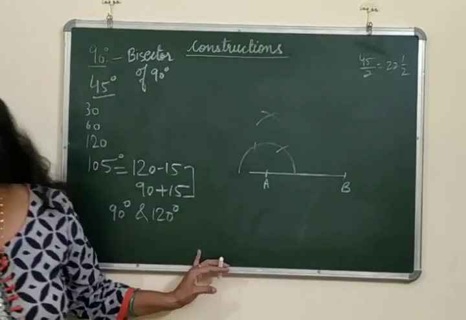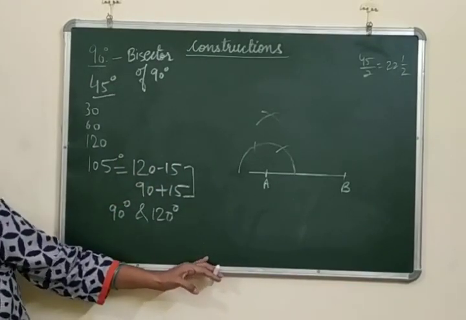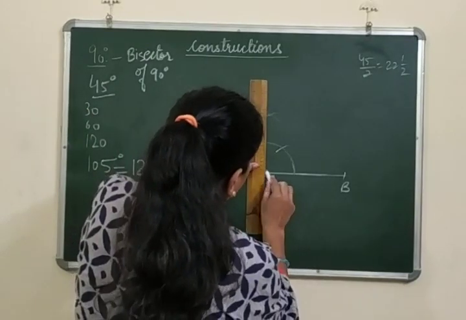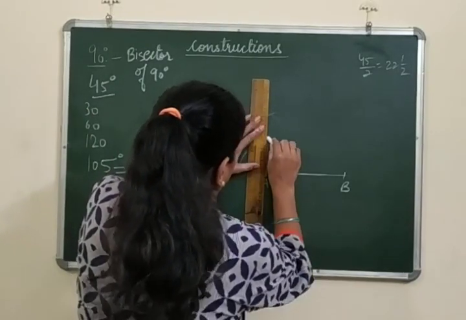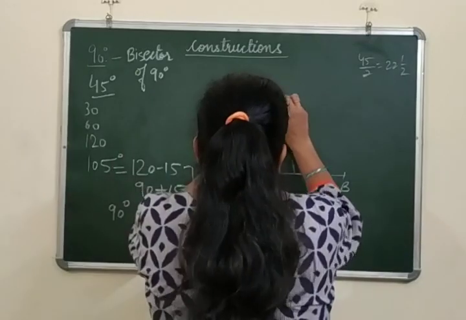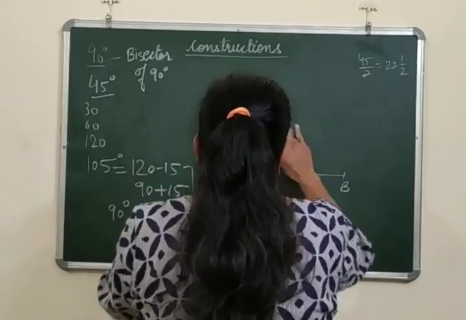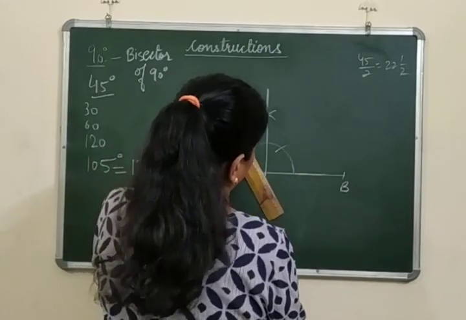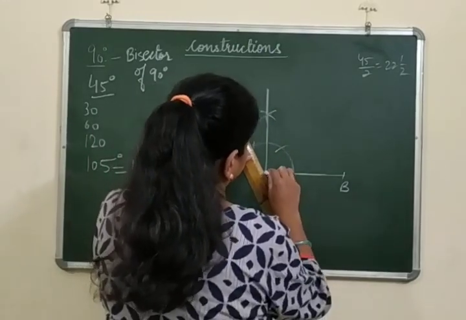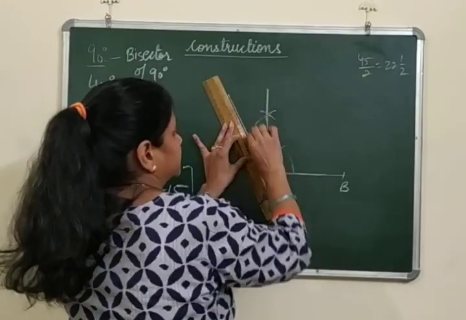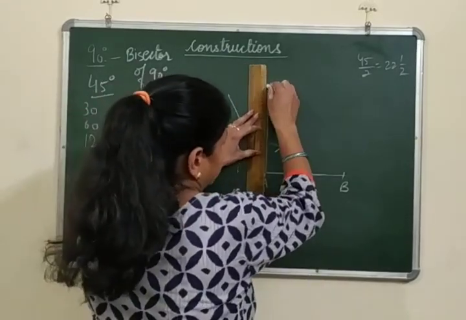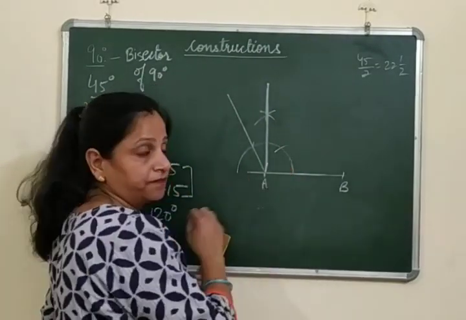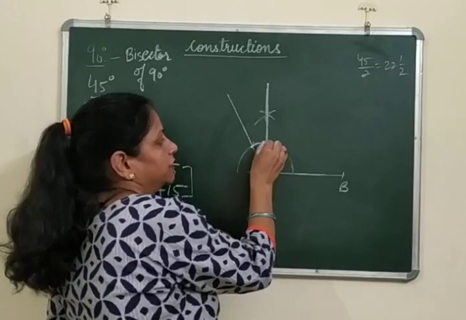It is 90 degree. This arc will be your 90 degree. Right? Then what? If you join this line, this will be your 120 degree. This point will be, this line will be 120 degree. This line will be 90 degree. Right? Now you have to make the bisector of this part.